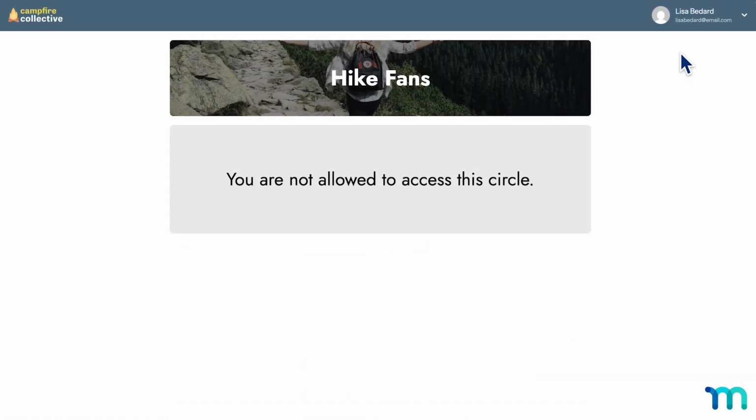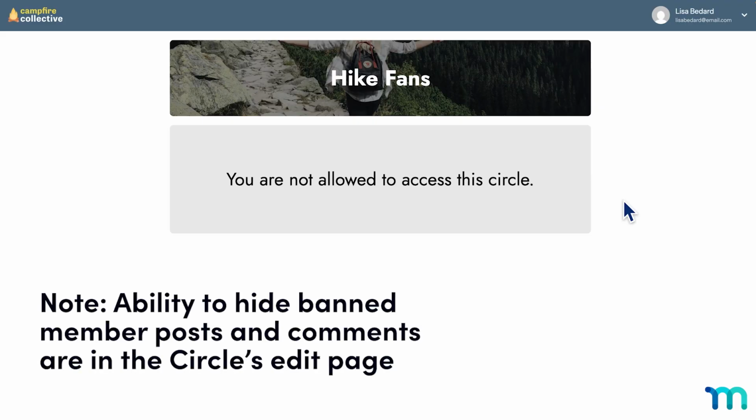So on screen here is a sample. So I banned a test member on my website. And when that test member tries to view my circle page, here's what they see. Also, banning a member will hide their posts and comments from the circle feed too.